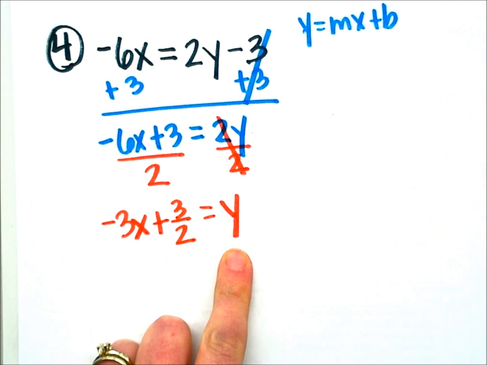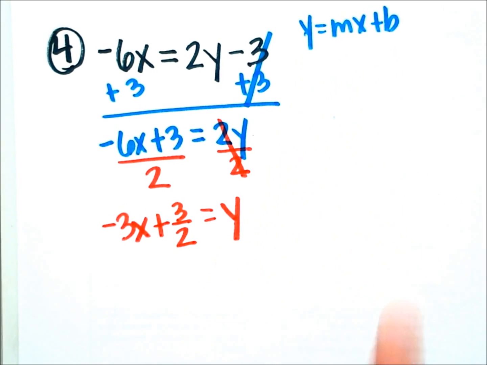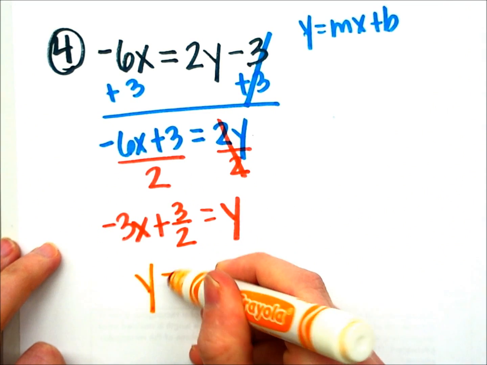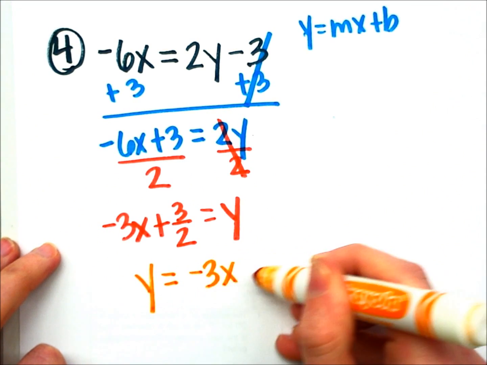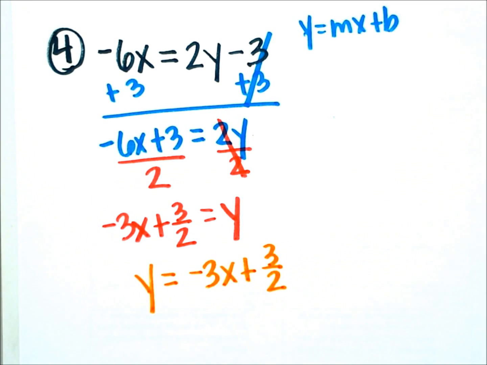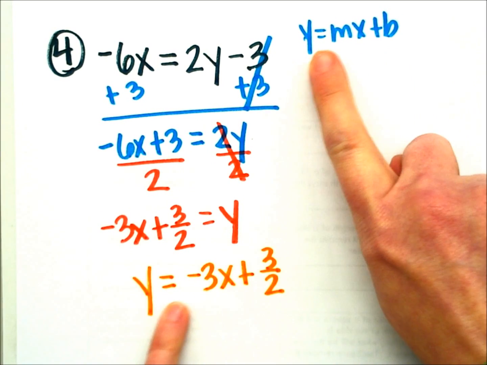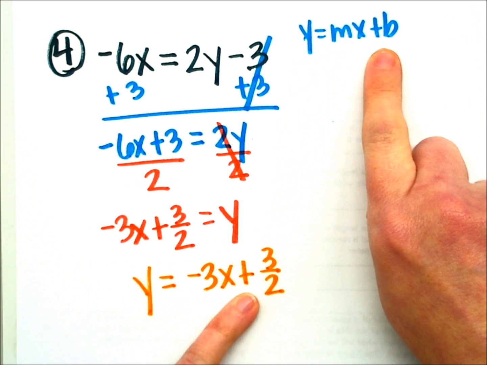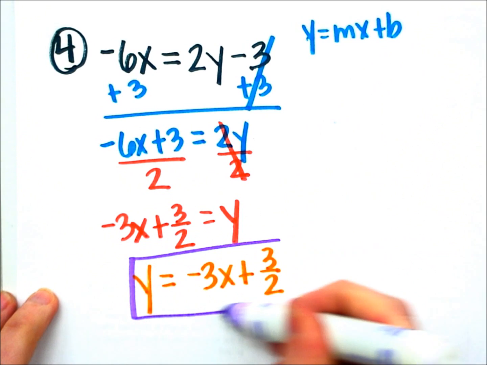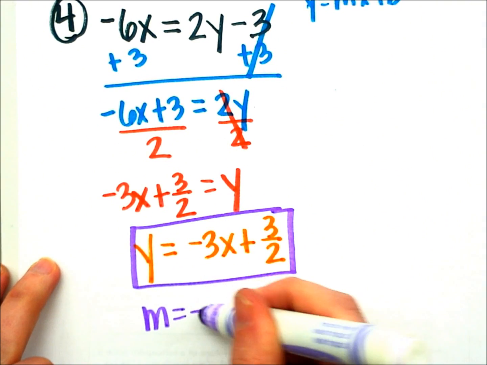Y is alone here, but in this case we're used to it looking like y equals mx plus b. So let's just flip-flop the whole thing. This is the same as saying y equals negative 3x plus 3/2. Now I'm going to look and see if this looks like y equals mx plus b. Yep, it does. So this is the answer. The answer is y equals negative 3x plus 3/2. The slope is negative 3.